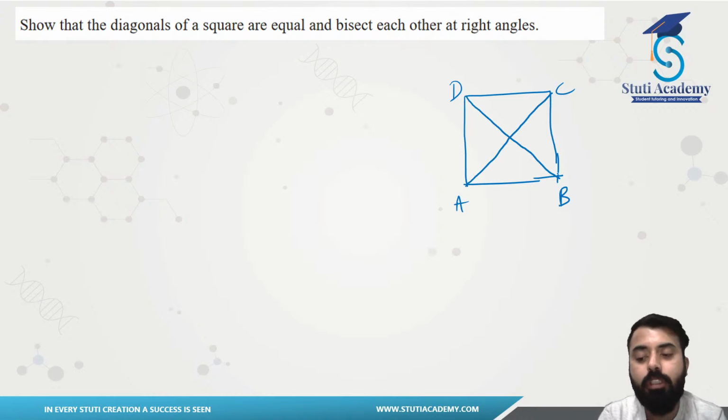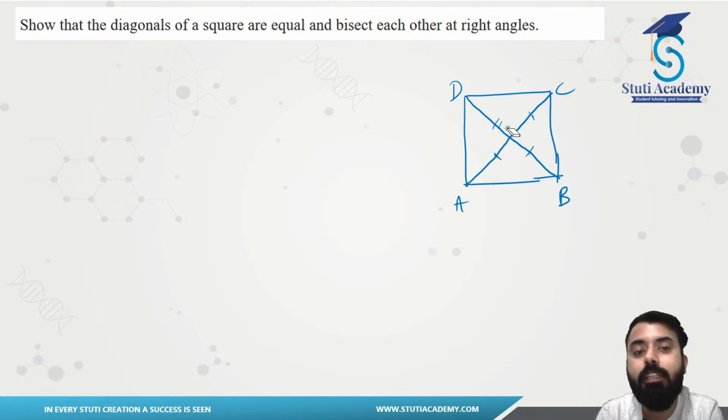Now we have to do what? We have to make sure that diagonals are equal and bisect each other at 90 degrees. First of all, we have to show that this will be equal to that one, this will be equal to that one. Ultimately, each and every side must be equal. Then we have to prove that they are bisecting each other at 90 degrees. That will be the main thing. Now for this question, let me just ask you something.